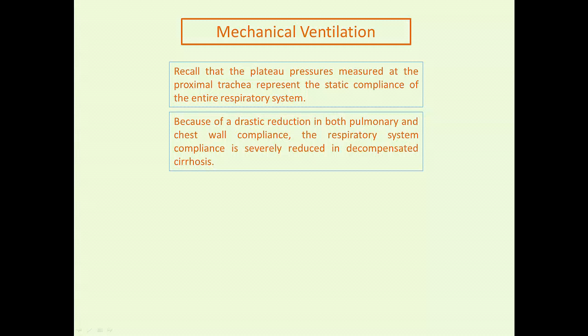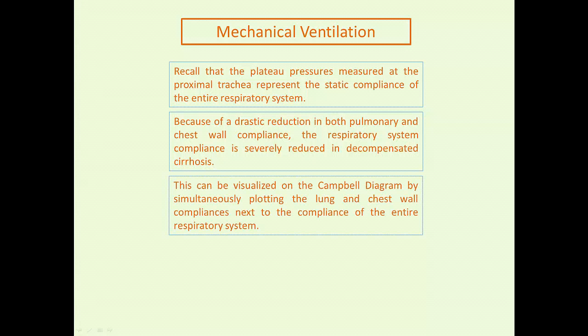And because of the dramatic reduction in both the pulmonary and chest wall compliance, as I've already talked about, the summative respiratory system compliance is severely reduced. And again, it's the summative respiratory system compliance that is important to consider during mechanical ventilation, because that really determines what your proximal airway pressures are, measured off of the ventilator. And this can be visualized on the Campbell analysis.